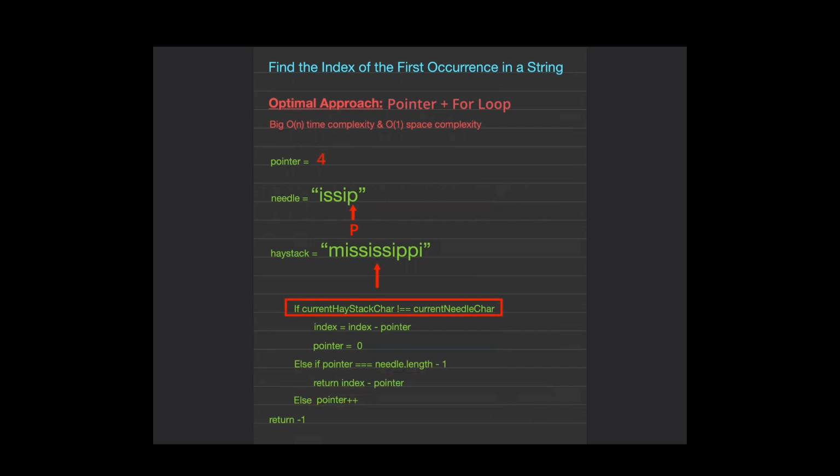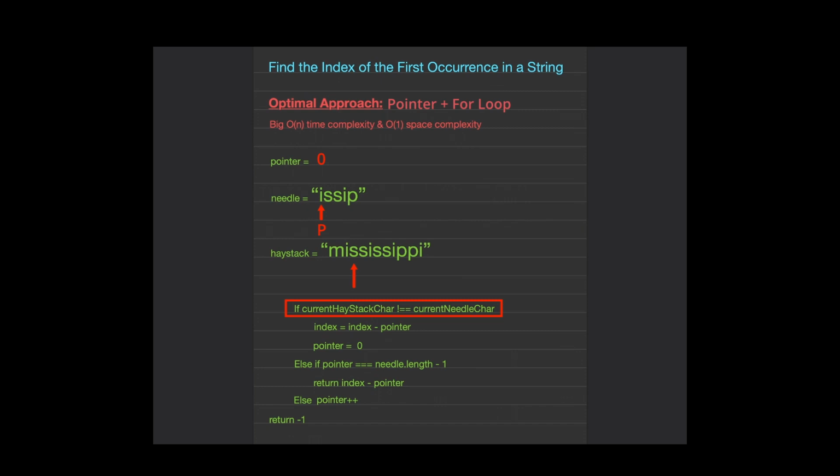The characters s and p do not match, so our if condition triggers. Our current index of 5 minus our current pointer of 4 gives us a new index of 1, and we reset the pointer back to 0. I want to stop here and point out that this if condition essentially rewinds the index back to where the possible match started, which is the index of 1. We reset the pointer to 0, and when the for loop naturally iterates, it gives us an index of 2.